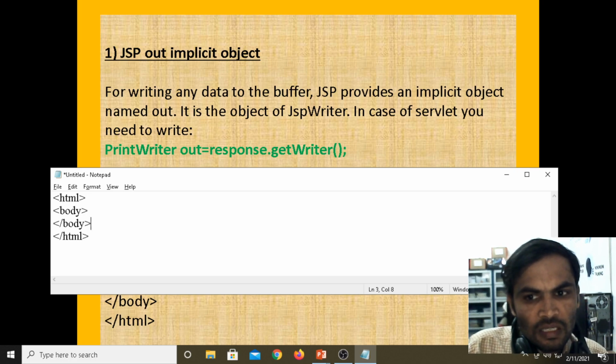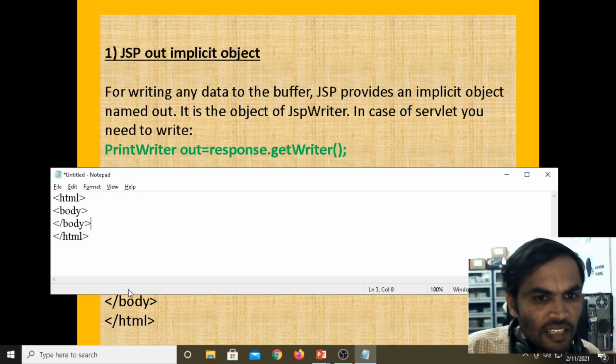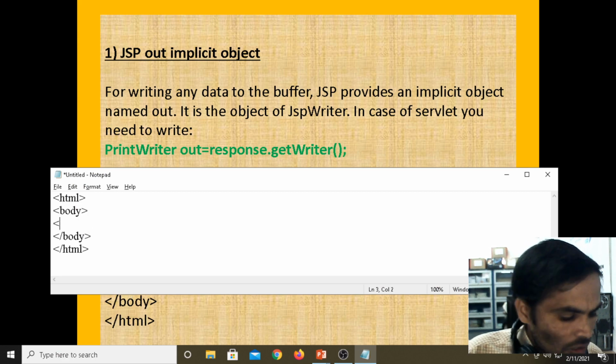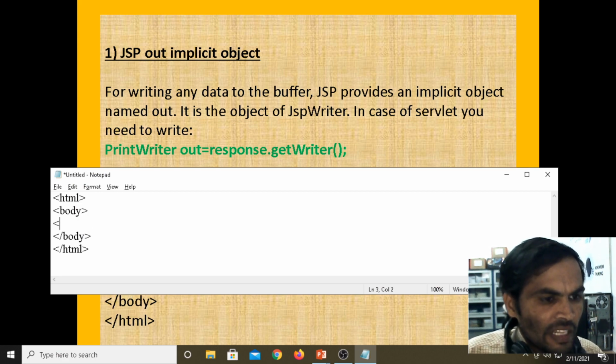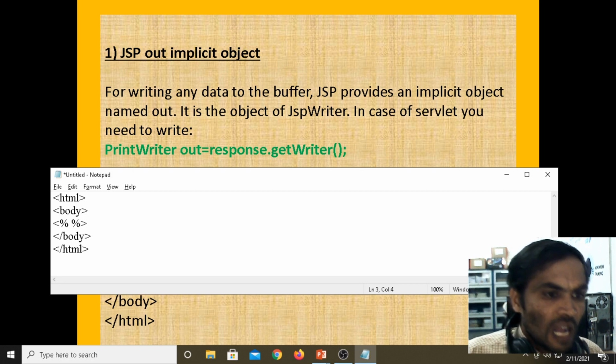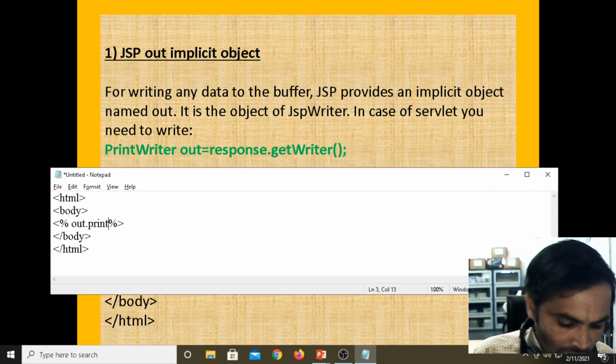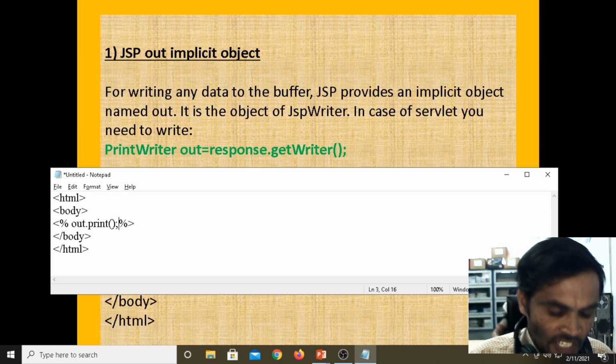Yesterday we learned some basic tags. This is similar to it: the scriptlet tag. This is not an expression tag or a declaration tag. With the help of the scriptlet tag we are displaying. To define the scriptlet tag, we open the angular braces, percent, then percent, closing angular braces. Under the scriptlet tag, we use the out.print method. Now we are printing the content.